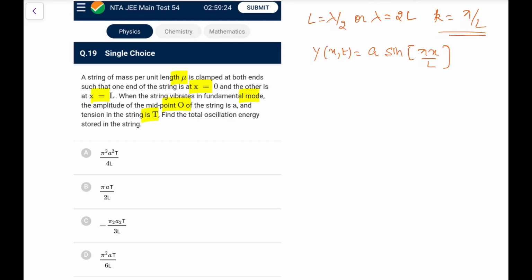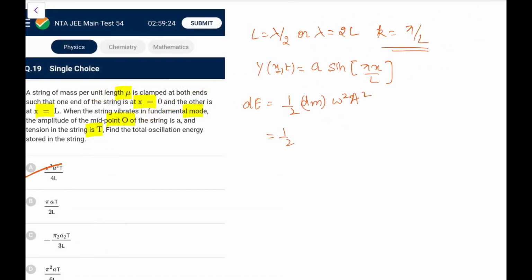So for any particle at L located at any x, its energy of SHM would be half m omega square a square. So let me call it half dm into omega square A square, where A is the amplitude. This dm I can write as mu dx, so dm is mu dx into omega square, and this amplitude square becomes a square sine square pi x by L dx.